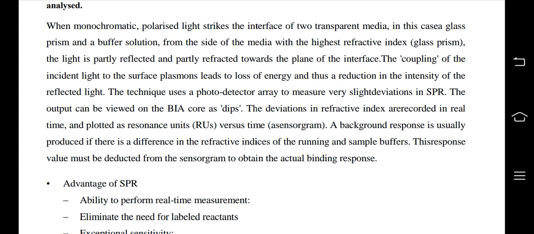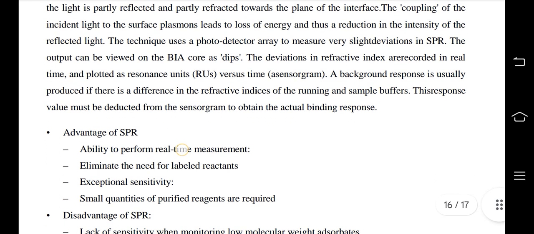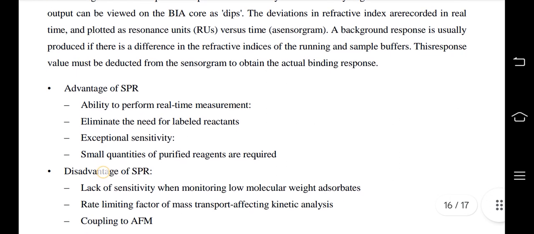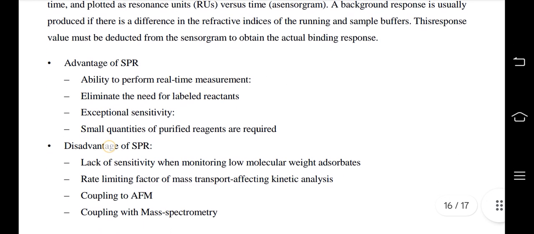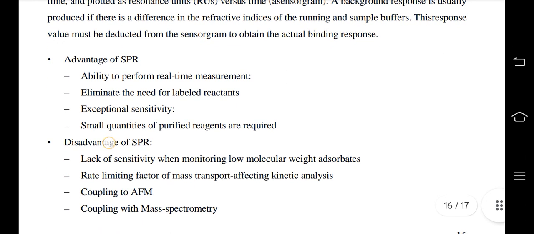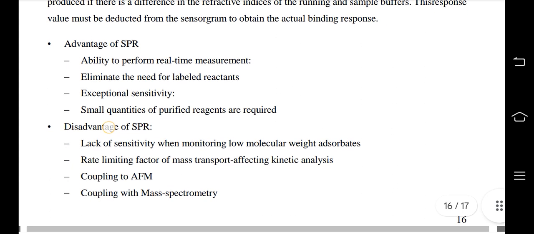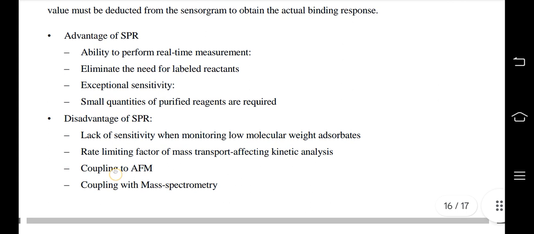The technique uses a photodetector array to measure very slight deviations in SPR. The output can be viewed on the BIAcore as dips. The deviations in refractive index are recorded in real time and plotted as resonance units versus time. A background response is usually produced if there is a difference in the refractive indices of the running and sample buffers. The response value must be deducted from the sensogram to obtain the actual binding response.